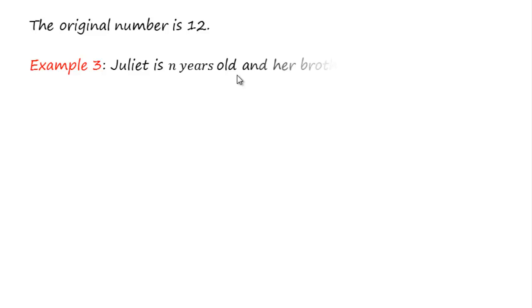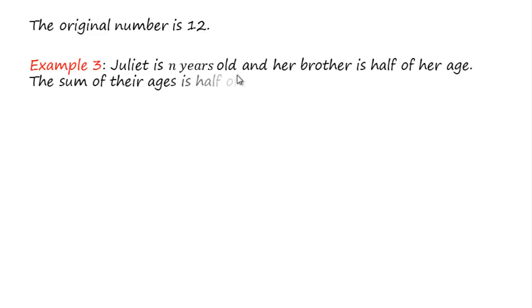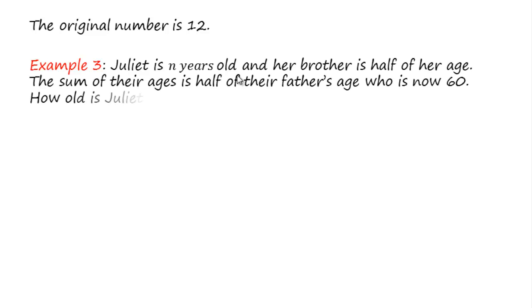Now, example 3. Juliet is n years old and her brother is half of her age. That is, the number of years of Juliet is n, and then the number of years of her brother is half n. Of her brother is what?